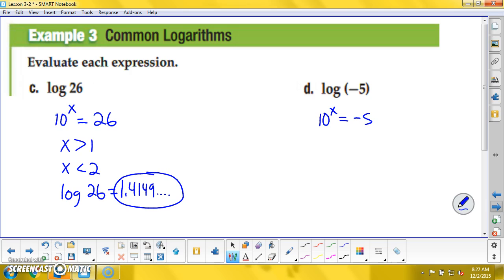Why is that? Because it's impossible to take 10, raise it to some number, and have it equal a negative number, like -5. So that's why there's no solution. Anytime you have a negative number like a -5 inside of a log, it doesn't matter what the base is, whether it's 10 or 7 or 3 or 6, it's going to be no solution.